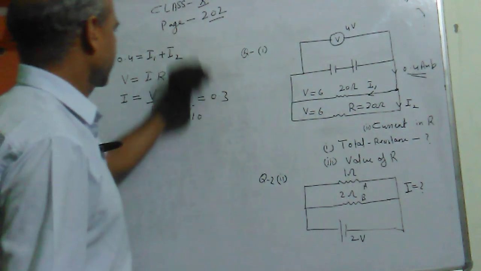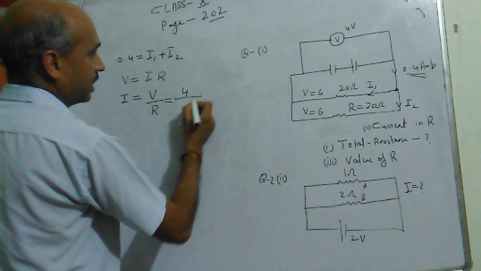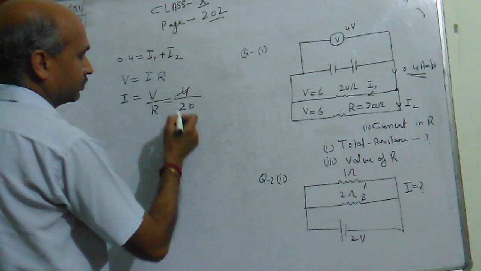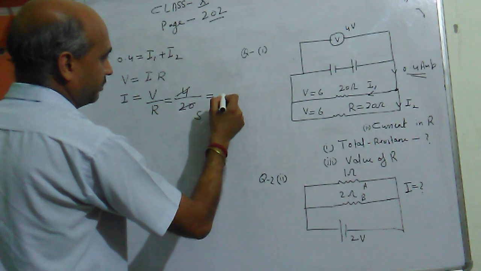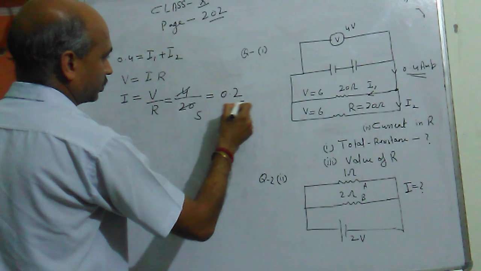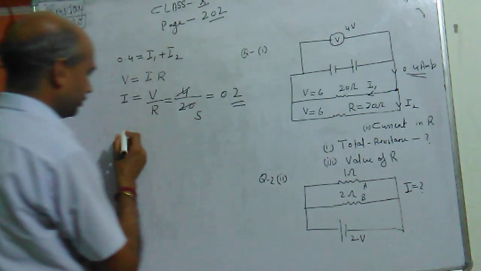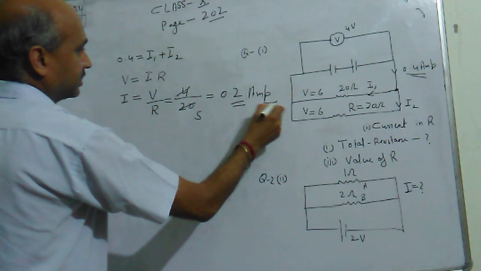So what is the mistake we have done? It is not 6 volt, it is 4 volt. So 4 upon the total resistance, which is 20. Cancel it off: 4 ones are 4, 4 fives are 20. So 1 upon 10 means 0.2. So that means current of 0.2 ampere is flowing in the circuit.